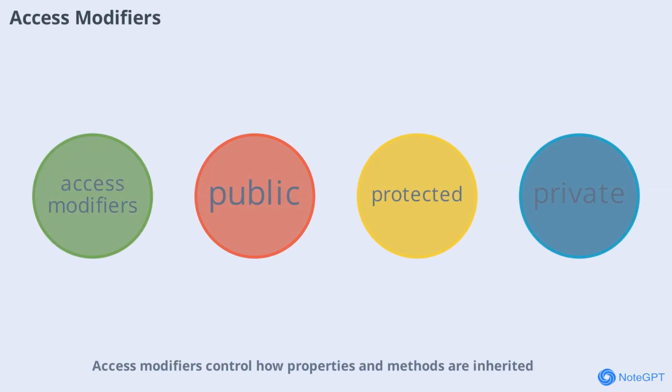Access modifiers control how properties and methods are inherited. Common modifiers include public, protected, and private. Public members are accessible everywhere, protected members are accessible in the class and its subclasses, and private members are only accessible within the class itself. Understanding access modifiers is crucial for designing secure and maintainable class hierarchies.